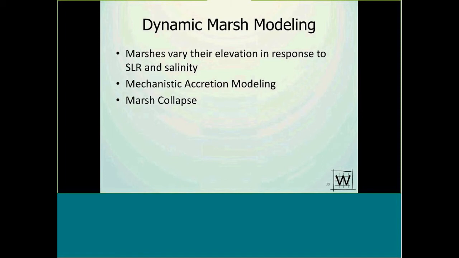Okay, so now I want to talk a little bit about how we model the dynamics of marshes, which, unlike dry land, move up and down as a function of sea level rise, as a function of salinity, et cetera. The two pieces that I want to talk about are the mechanistic accretion modeling that we did for this project and how we accounted for that in uncertainty, and also the marsh collapse piece.